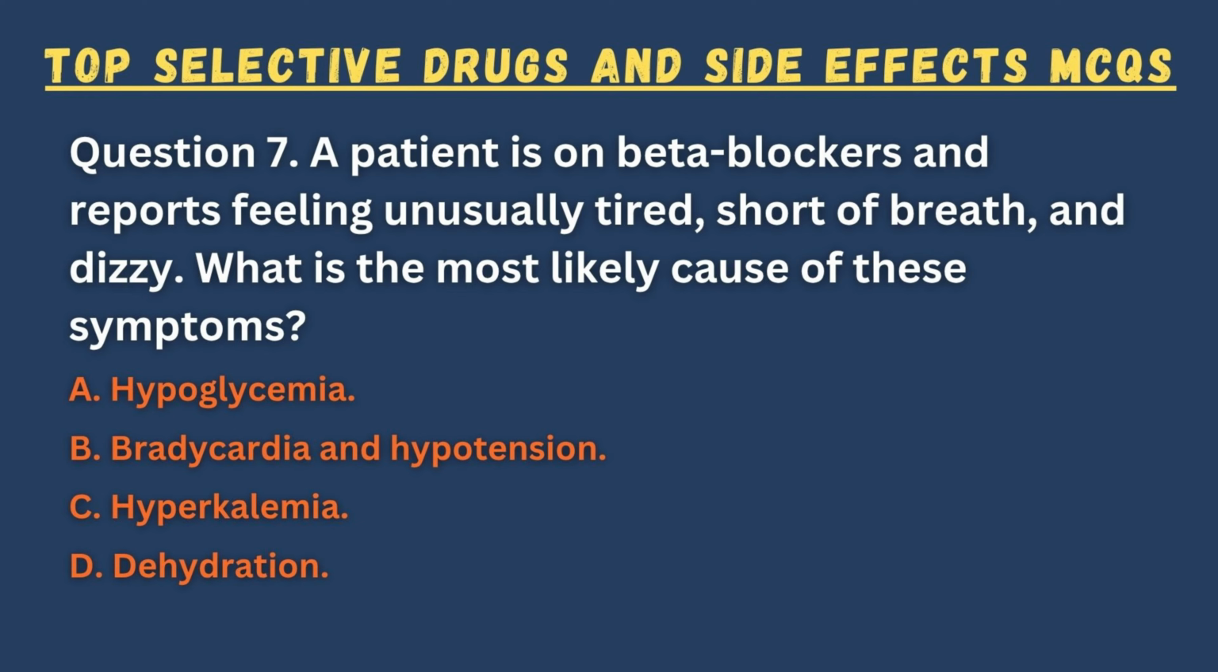Question 7. A patient is on beta blockers and reports feeling unusually tired, short of breath, and dizzy. What is the most likely cause of these symptoms? A. Hypoglycemia. B. Bradycardia and hypotension. C. Hyperkalemia. D. Dehydration.